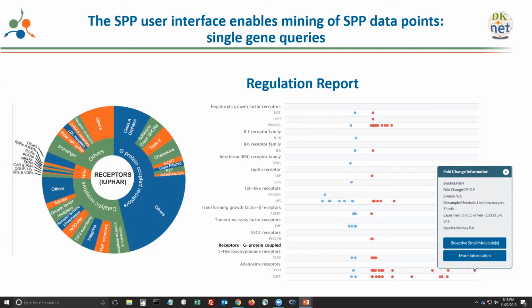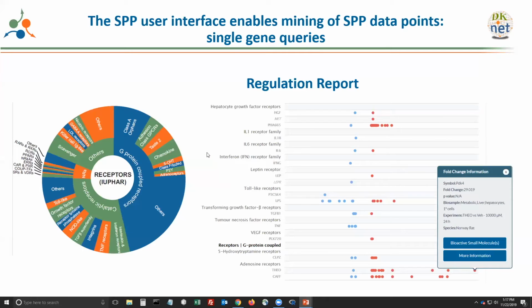As I go through these examples, I want you to focus on the relationship between how we define the hierarchy of nodes in SPP and how data points are organized in the user interface itself. For all three nodes, and here we're using receptors as an example, there are three levels: the category, the class, and the family. That hierarchy is reflected in what we refer to here as the regulation report.